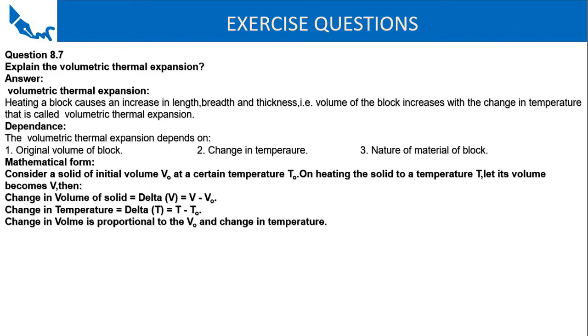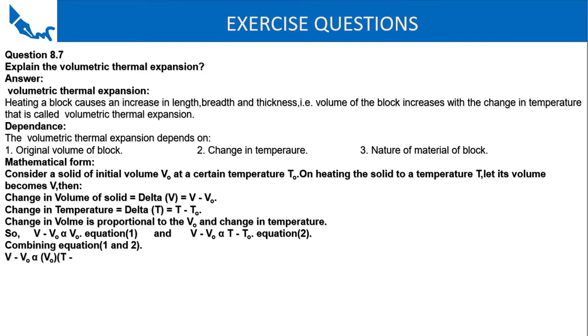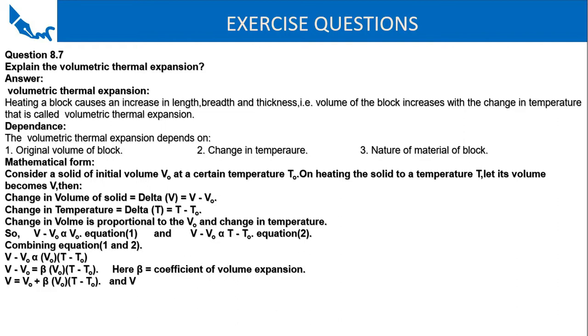Change in volume is proportional to V naught and change in temperature, so V minus V naught is directly proportional to V naught. Equation 1 is done. And V minus V naught is directly proportional to T minus T naught. Equation 2 is done. Combining equations 1 and 2, V minus V naught is directly proportional to V naught into T minus T naught. And V minus V naught is equal to beta V naught into T minus T naught. Here beta is the coefficient of volume expansion.